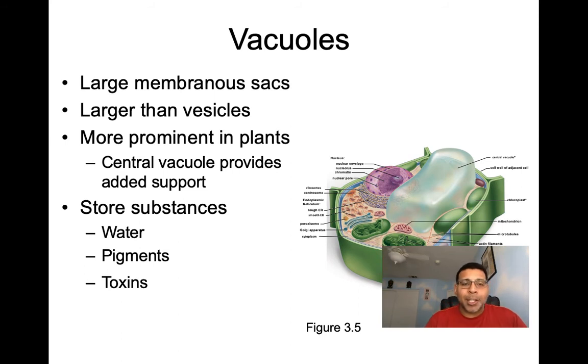Next is vacuoles. Vacuoles are going to be found in plant cells. They're large membranous sacs, larger than vesicles. What they do is store substances, such as water, pigments, or toxins.